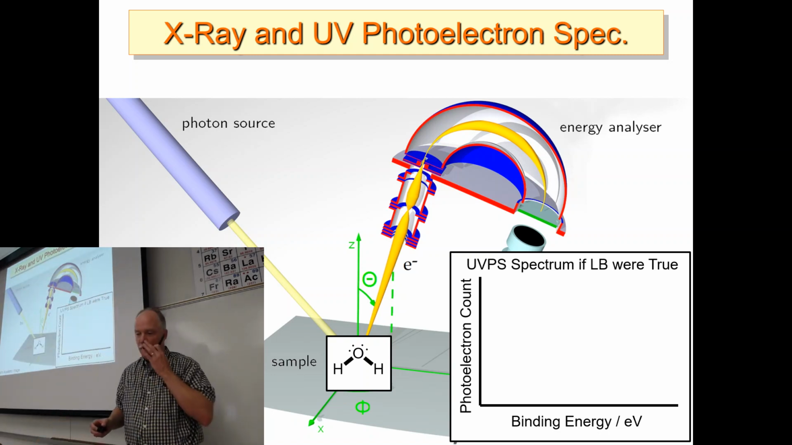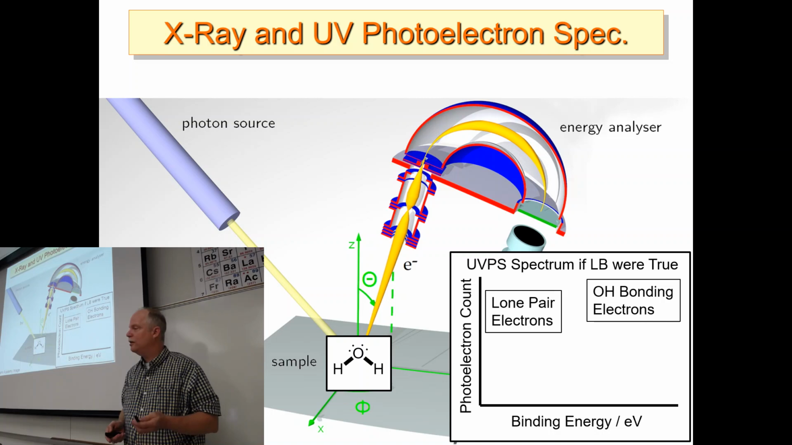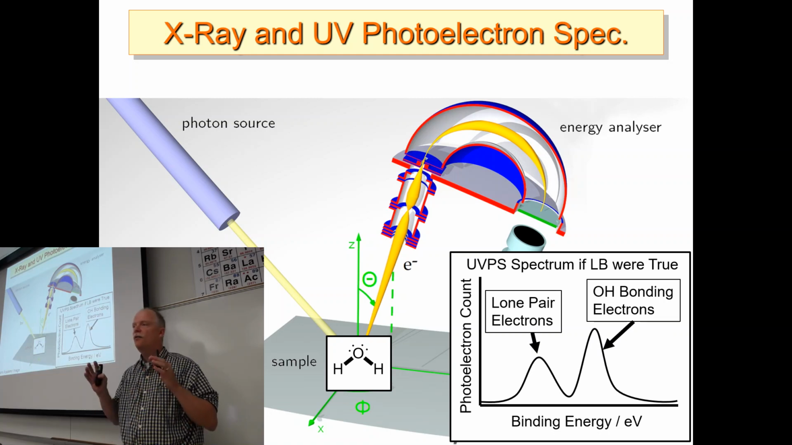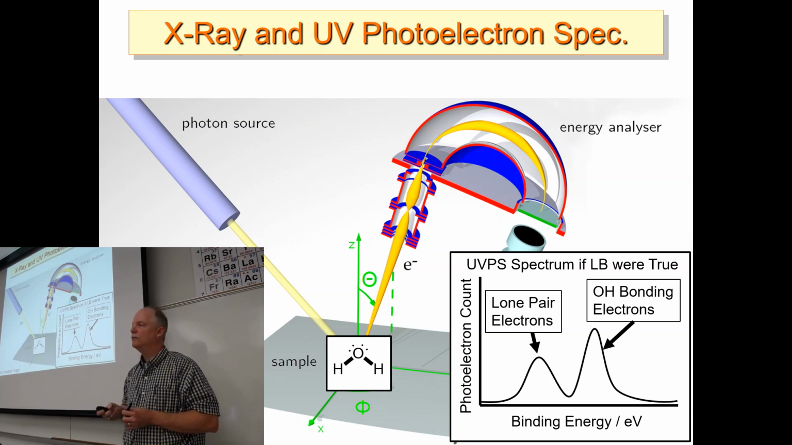So this UVPS spectrum of water, if local bond theory were true, would have lone pair electrons and the OH bonding electrons. And so we should see two peaks. Okay, so what I require of you is if you draw the Lewis dot structure of a molecule, any molecule, you should be able to tell me how many peaks would be in the UVPS spectrum. And so when I'm talking about two different types of electrons, that would be two peaks in the UV photoelectron spectrum.